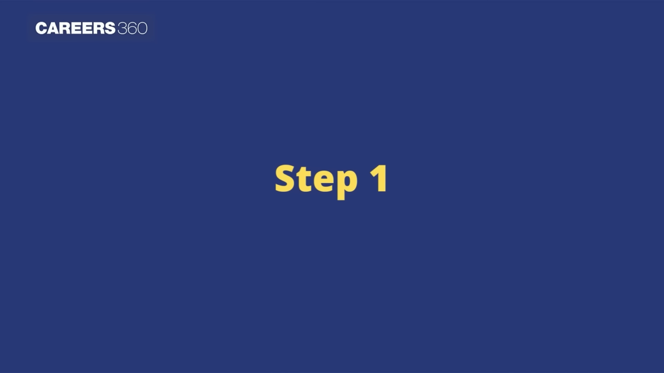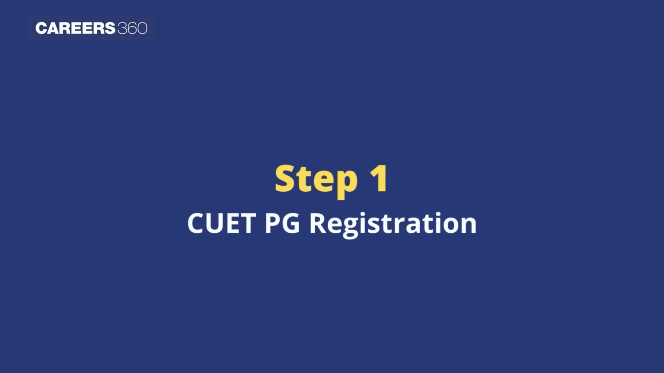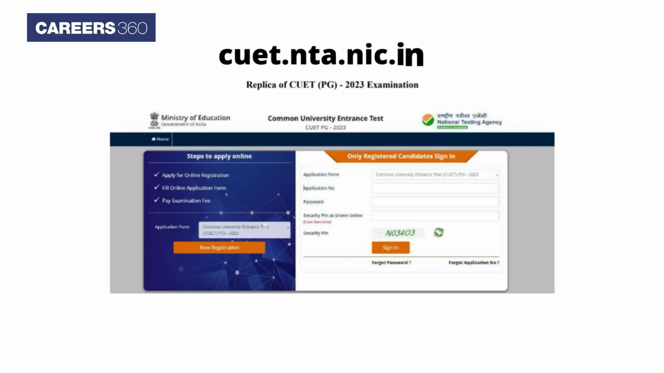Step 1. CUET PG registration. Applicants need to visit the official website cuet.nta.nic.in. Now, click on the Register for CUET PG 2023 link. Press on the New Registration tab. Now, enter the details such as name, email ID, date of birth and mobile number in the registration form. Applicants will receive a registration ID and a password on their registered mobile number and email ID.